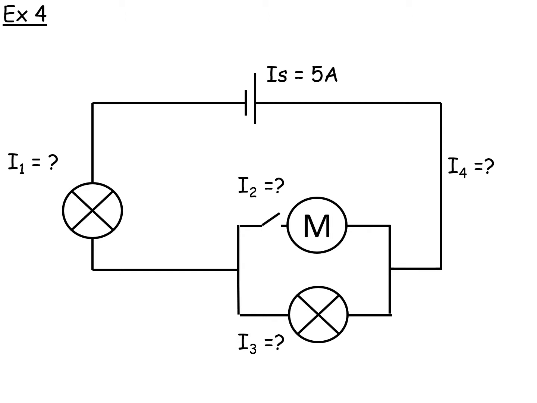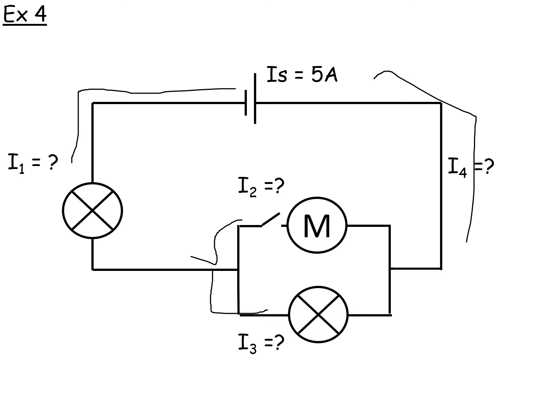Okay, and hopefully you got that fairly straightforwardly. Remember, it's a series of parallel, it's series, so this is also series as well, and this must be parallel. So here you should have got 5 amps for I1 and I4 because they're in series. I2 and I3, did you remember that you can't tell how the current splits up if they're not identical?